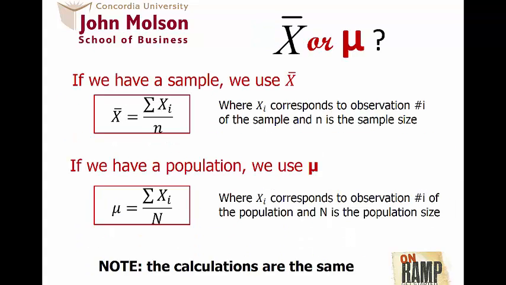Do we use X bar or mu? We remember that if we have a sample, we are using the statistic X bar. So xi corresponds to the observation i. Observations do not need to be in order to be able to calculate the average. If I have the population, it's exactly the same approach, the same calculation, but the name is different, and I will call it mu, the Greek letter. So the calculations are the same.